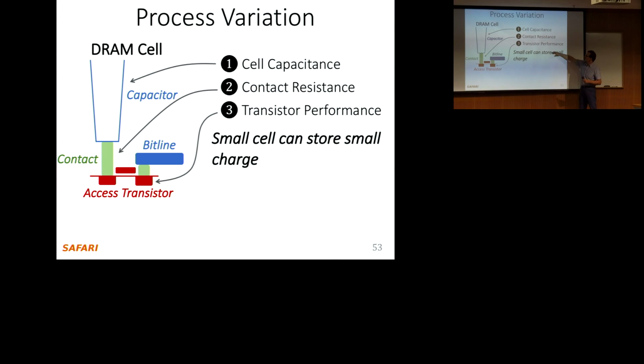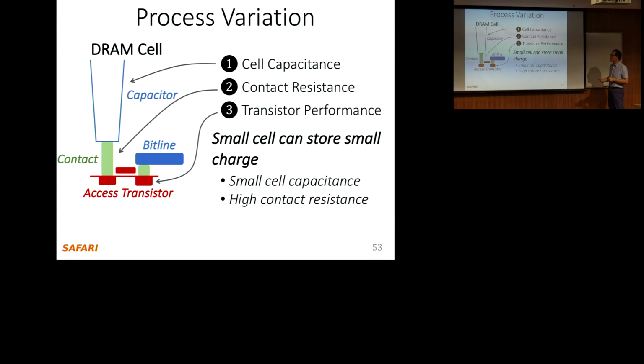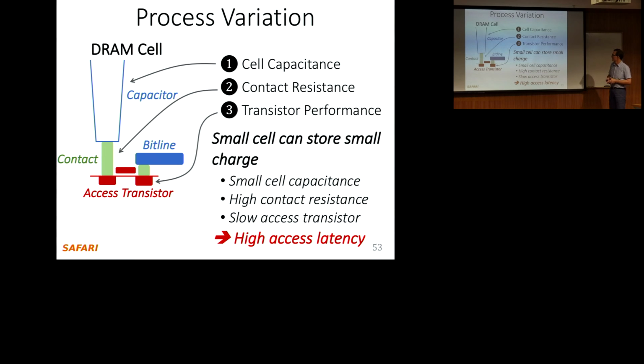So I'll call these small cells. Small meaning they're basically defective in terms of either at least one of these or all of these, right? So you have small cell capacitance, high contact resistance, and slow access transistor. You can think of that as the worst case cell, right? And these exist because you cannot control the manufacturing perfectly. As a result, you need to have high access latencies to such cells. You don't want to get these cells wrong. You need to wait long enough such that these cells are read correctly.